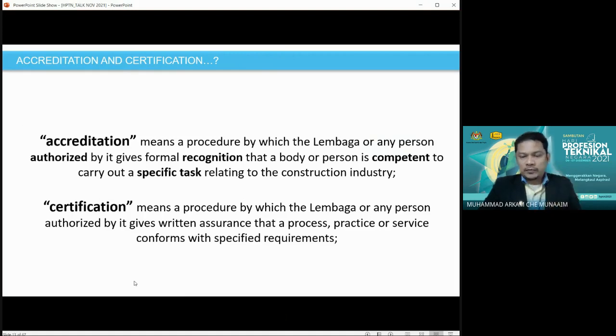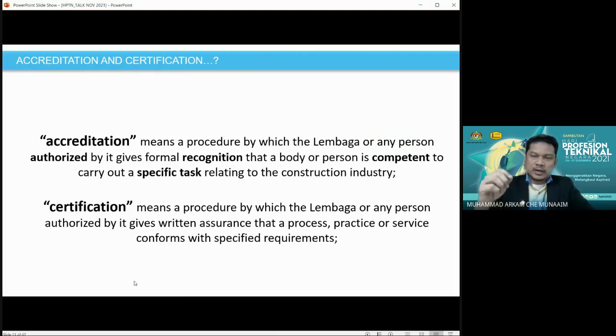So there are a lot of construction activities on site. Basically, we can see it in this presentation later. Then certification means a procedure by which the Lembaga or any person authorized by it gives written assurance that a process, practice, or service conforms with a specified requirement. So certification means that procedure, the Lembaga or any person authorized by it gives a written assurance that the process, practice, or service conforms to the specified requirement. Accordingly, certified material, for example, or certified personnel.